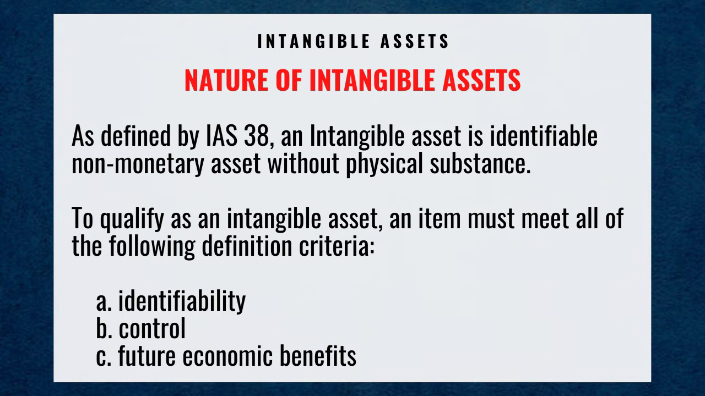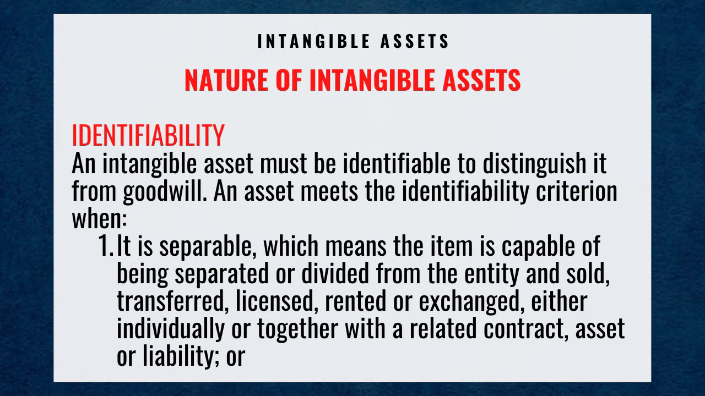A. Identifiability. B. Control. C. Future economic benefits. Identifiability. An intangible asset must be identifiable to distinguish it from goodwill.